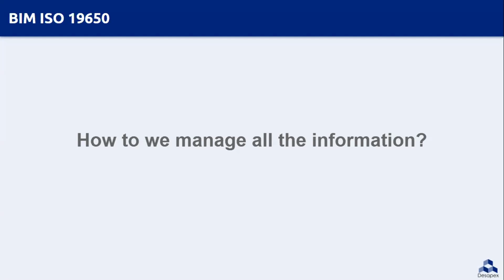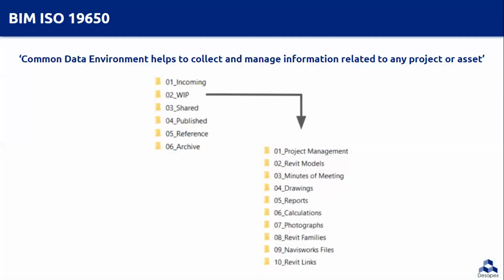CDE contains various containers like incoming, where we store the information received, work in progress, where information which is at development stage is stored. The visibility is restricted only to the team working on the work in progress model. The shared state, where collaborative development of the information model is within the delivery team, is established. Others will have only access to view the files. The published state is where the information model is authorized and can be used for construction.